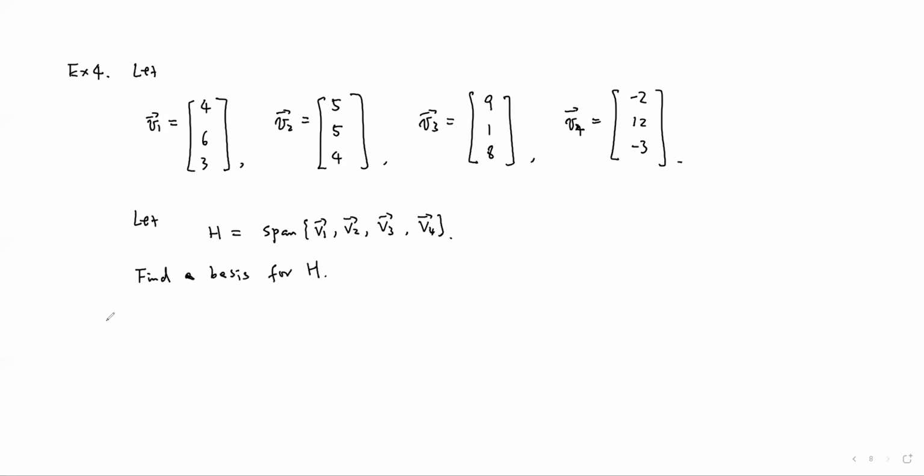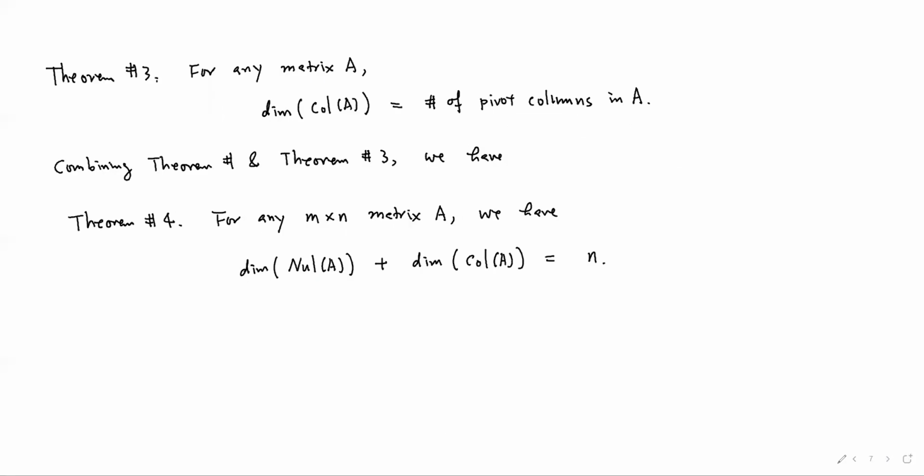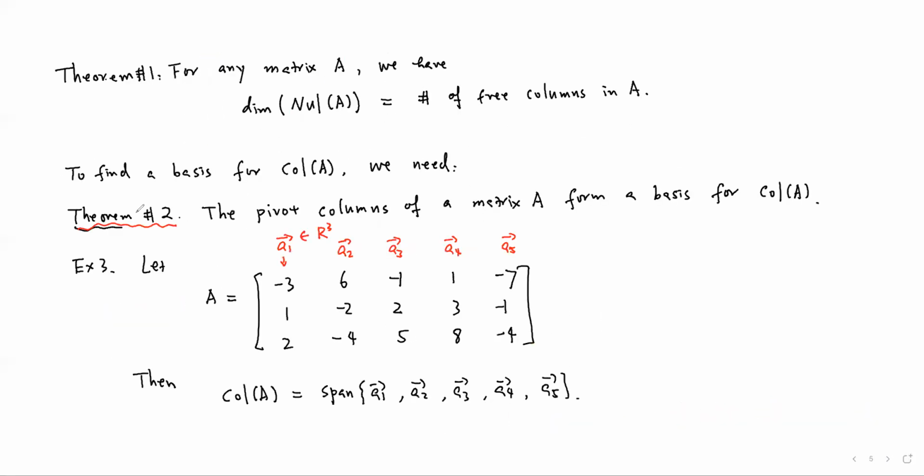Okay. Now, how to answer this question? Yeah, this spanning set has too many vectors. I want to drop some. Which vectors should we drop? Which vectors should we keep? How to answer this question? Now I want to use theorem 2 to answer the question. Yeah, theorem 2.